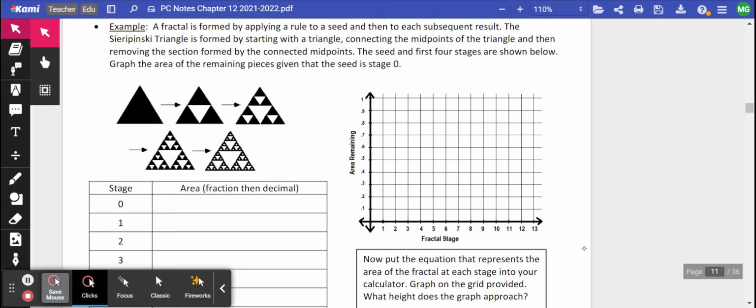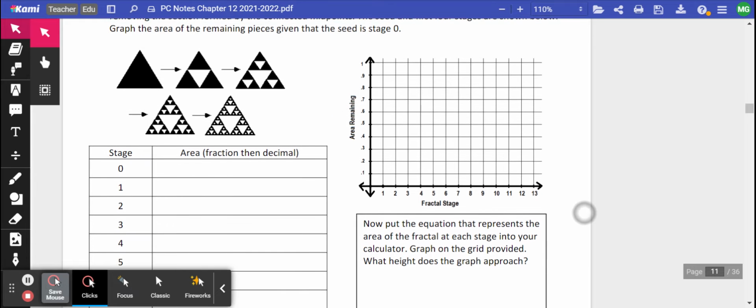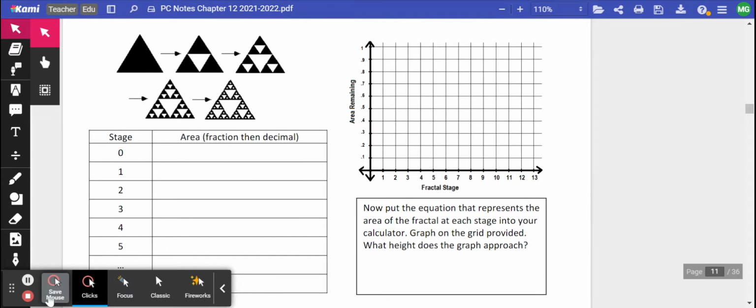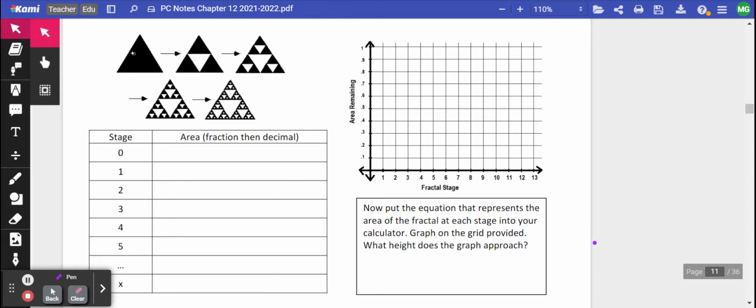This particular example that I have for you is called the Sierpinski triangle. It's a very well-known fractal. And the way it is formed is we start with a triangle, we connect the midpoints of the triangle, and we remove the middle of the triangle. And we do that over and over again. So let's go ahead and apply this. Hold on, I have to find my pen here. Okay, so when we start with this triangle, we're going to say that this triangle right here has an area of 1.